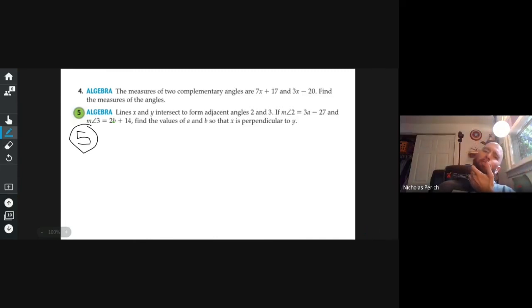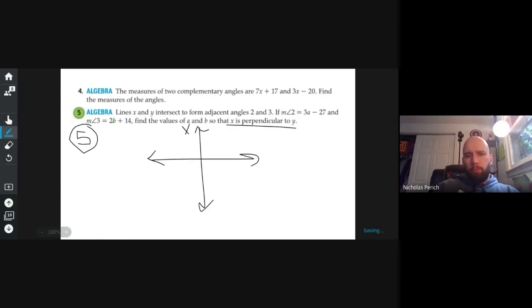Problem 5, lines X and Y intersect to form adjacent angles 2 and 3. Now, what I have to do is, okay, so X is supposed to be what? X is supposed to be perpendicular to Y. So I need to make this happen.